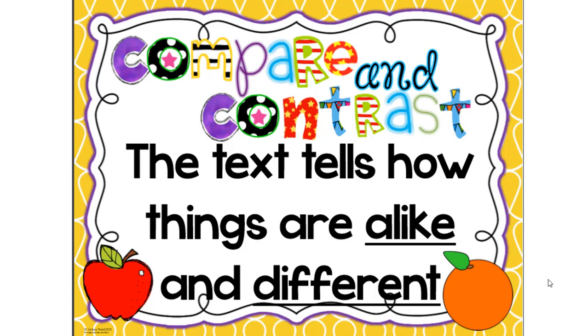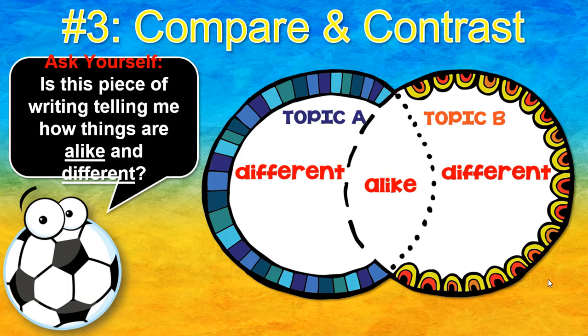The next text structure, compare and contrast. The text tells how things are alike and how they are different. So when we compare and contrast, we need to ask ourselves, is this piece of writing telling me how things are alike and how they're different? When we compare, the word compare means how they are alike. The word contrast says how they're different.